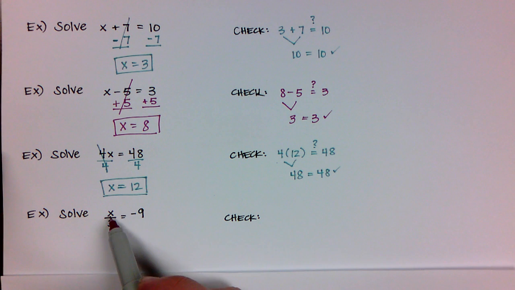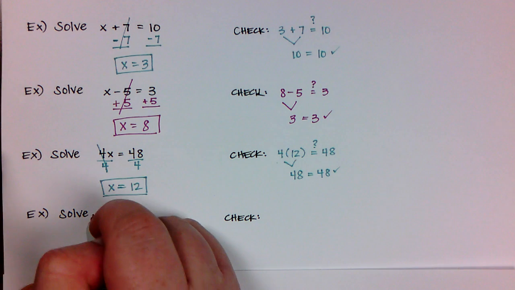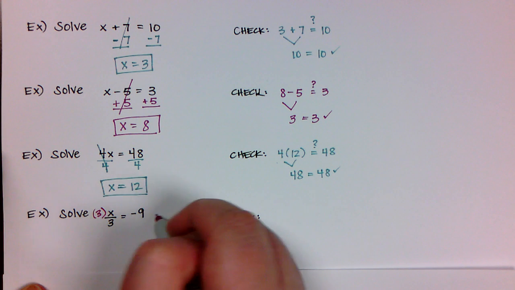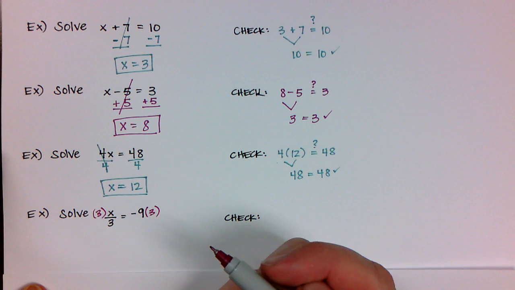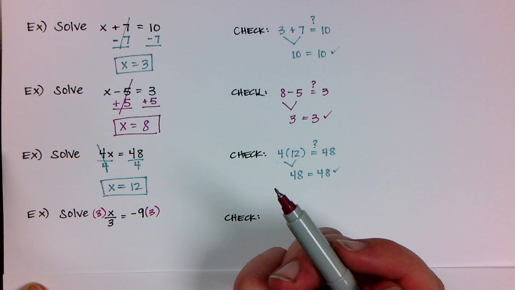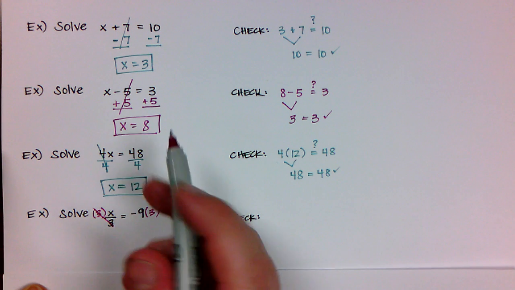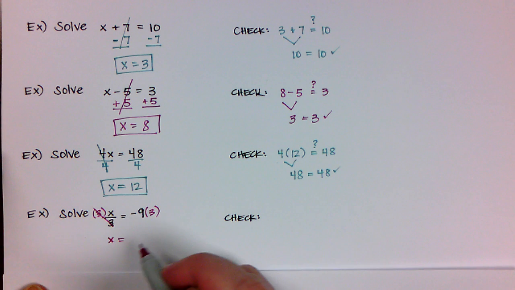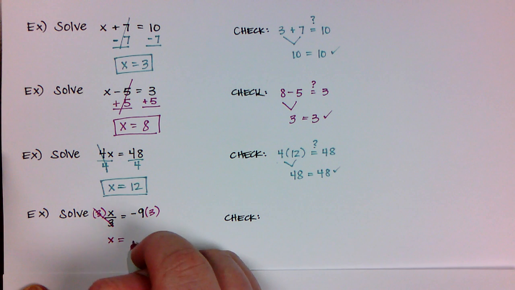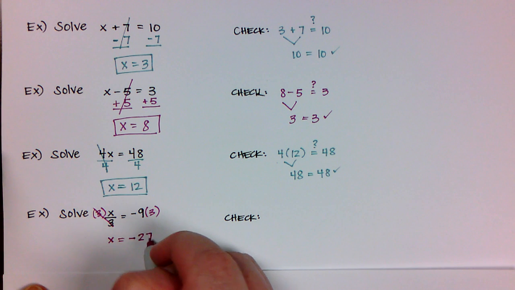I have x over 3 equals negative 9. And when it looks like a fraction, that really means division. So the opposite of division is multiplication. So I'm going to write times 3 on both sides. And I put it in parentheses. It just helps me out. And 3 divided by 3 again, those cross out. I'm left with x. So negative 9 times 3 is negative 27.